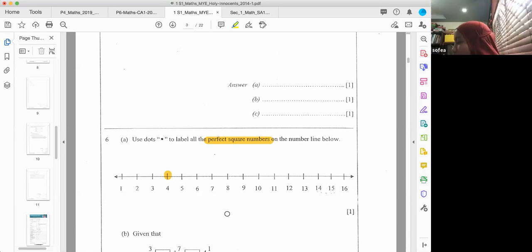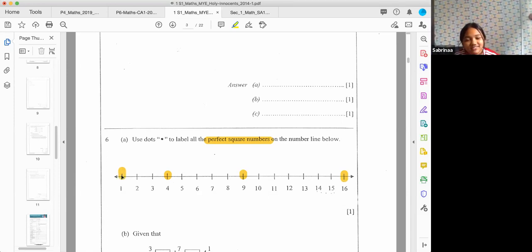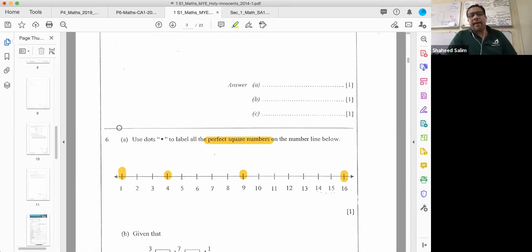In 5 seconds. 4, 3, 2. Sabrina. 9, 16, and 1. Well done. So what are perfect square numbers? They are numbers that can be square rooted.